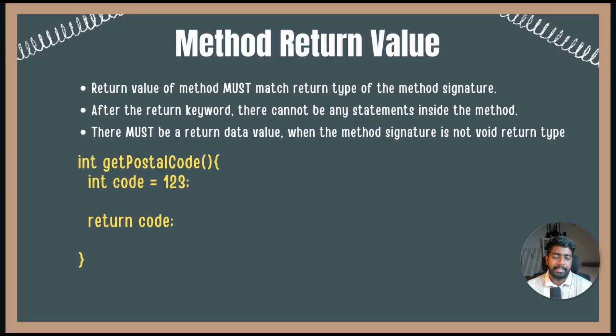Here is a simple example of a method implementation which returns an integer value. We call the method name getPostalCode and it does not have any input values. When you simply call this function, you will magically get a number. In this case, it will always be number 123. Usually the return statement will be the last statement that you write inside the method body.